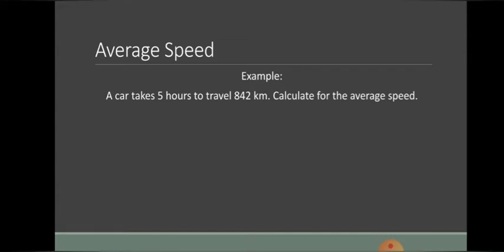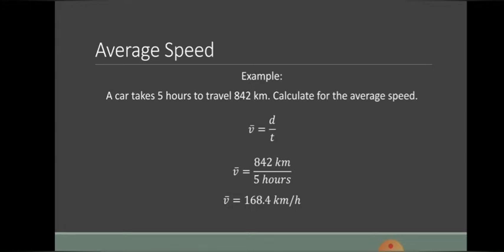so normally, along the way, it slows down or speeds up. So, we determine its average speed. So, average speed equals distance over time. So, our distance is 842 kilometers divided by 5 hours. So, our average speed is 168.4 kilometers per hour.